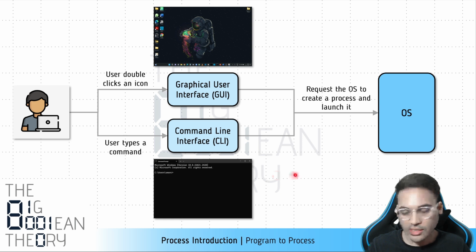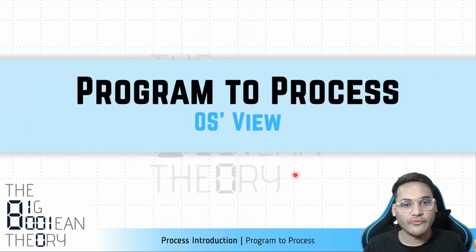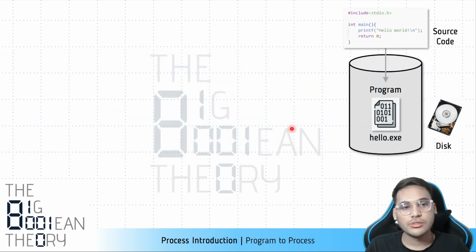Let us now look at what all the operating system does whenever it receives such a request. There is a whole bunch of things that the operating system has to do in order to create a process out of that program. So let us understand what are the operations or actions that the operating system takes when it receives such a request.